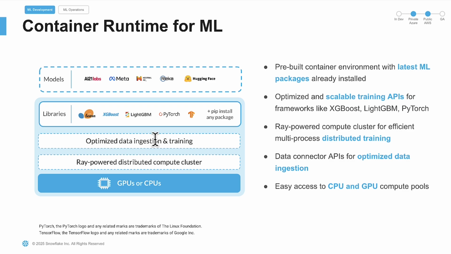Now, all of this is facilitated with a Ray-powered compute cluster where we've optimized some of the already powerful capabilities that Ray offers for such workloads. And this runs in our Snowpark container services infrastructure, which is where we get access to these GPUs and CPUs. So what this means for you is you land in a notebook and everything that you see in the stack is easily available to you at your fingertips.